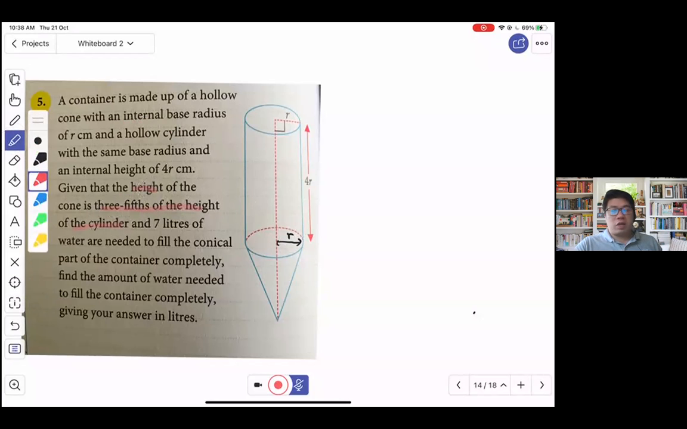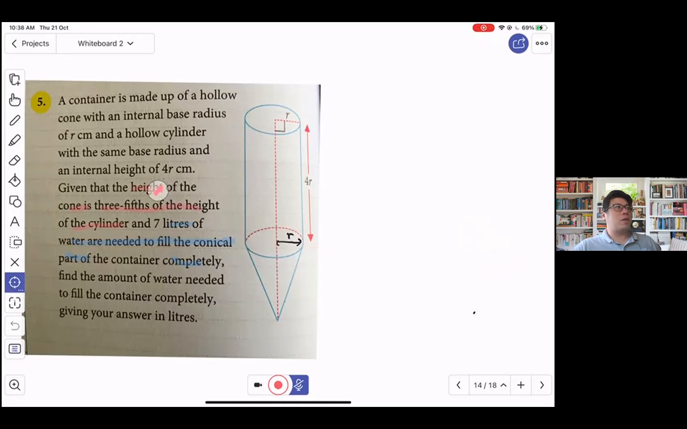Now, this is one of the critical pieces of information here. 7 liters are needed to fill the conical part completely. So it's trying to tell you some information about this cone, about the height, about the volume. Okay, so we find the volume, the amount of water needed to fill the container completely.